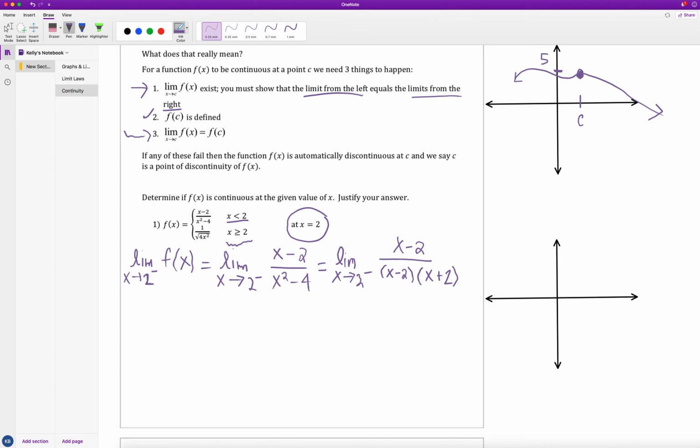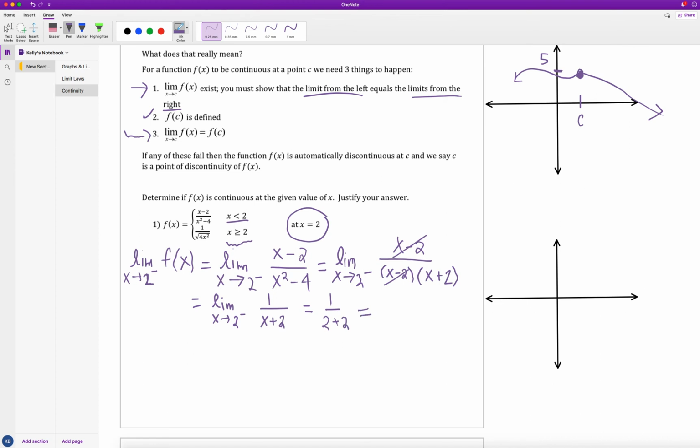From here, I can see that now that I'm in factored form, I can cancel the x minus 2 over the x minus 2, and this is going to be equivalent to the limit as x approaches 2 from the left of 1 over x plus 2. Because technically, although I canceled the x minus 2, there's still a 1 in the numerator left over. From here, I can now do a direct sub in, and I would get 1 over 2 plus 2, so that would be equal to 1/4.